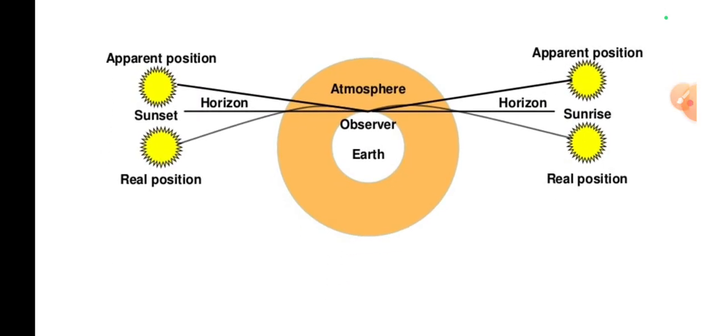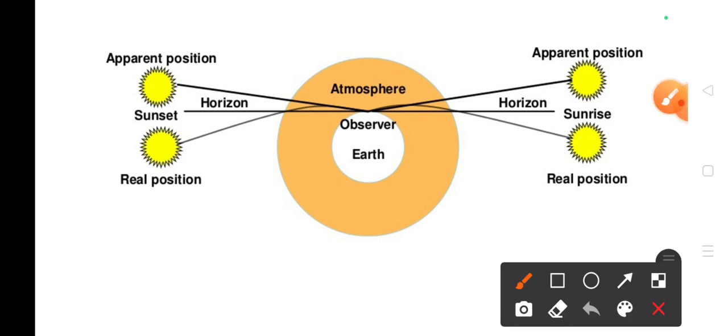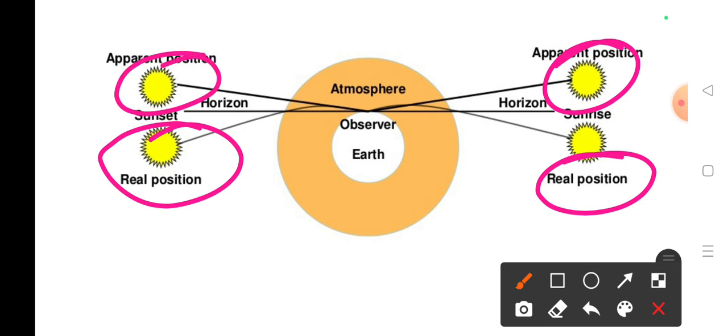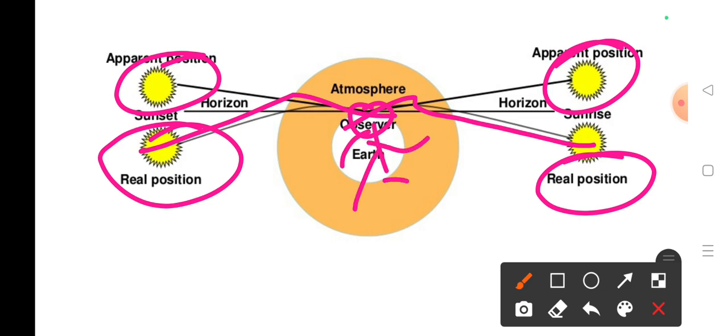See the apparent position of the sun given here. The real position is here, but the sun looks above. And at the time of sunset also, the real position is here, but it appears here. Why? Because of refraction. See, the sun rays are passing and refracted. The sun rays are passing, refracted, to where? Here, observe.